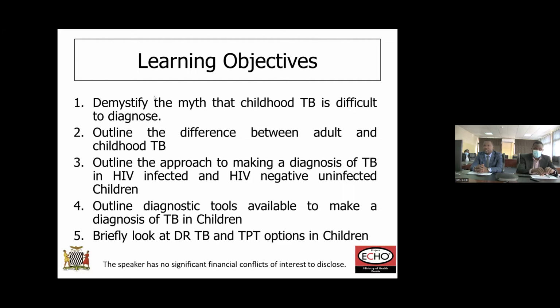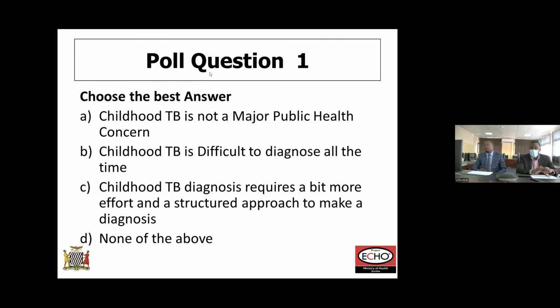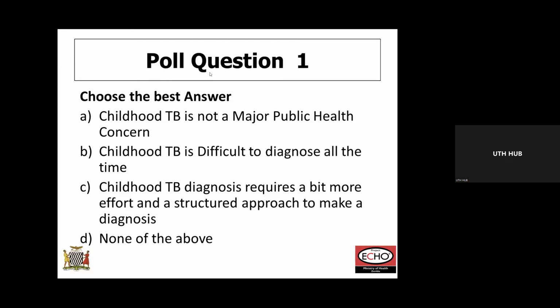So before we go into the meat of the presentation, we'll have a poll question. Poll question number one says: childhood TB. Choose the best answer. Option A, childhood TB is not a major public health concern. B, childhood TB is difficult to diagnose all the time. C, childhood TB diagnosis requires a bit more effort. D, none of the above.